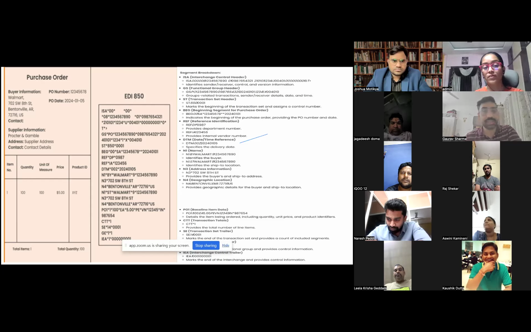So testing, then moving these integrations to other environments, and then finally taking it to production, and then hypercare and other things.